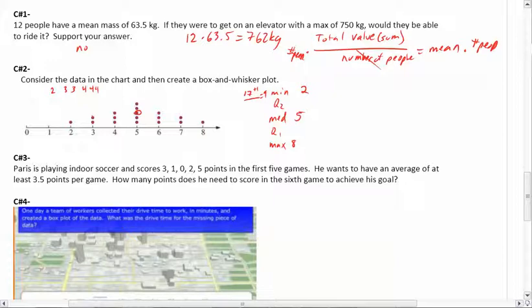Now from there, I need to find quartile 1, which is the middle of the lower half. So I've got 1, 2, 3, 4, 5, 6, 7, 8. If there are 8 people below the median, then half of that would be 4. So I go 1, 2, 3, 4, and there we go, right there. Our quartile 1 would be 4.